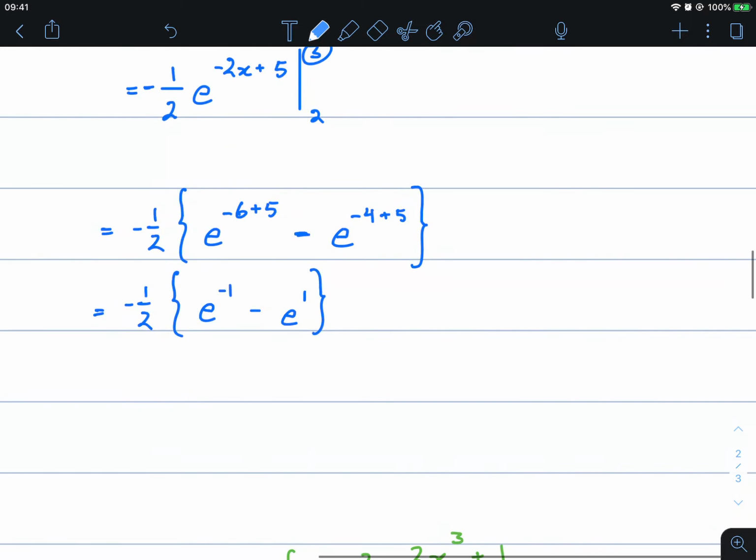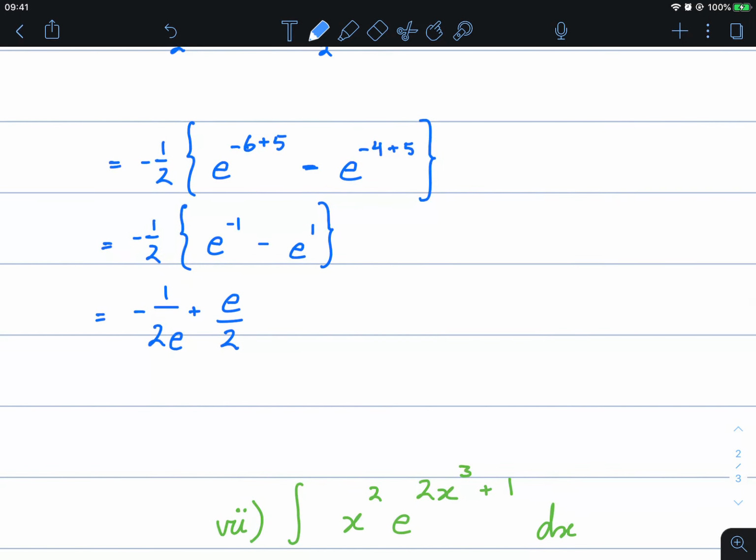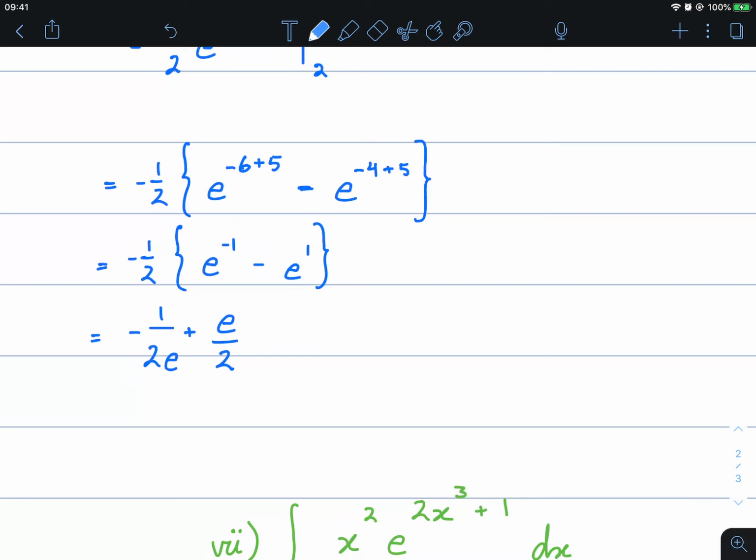Now, don't be confused. This does not become e to the power of 0. That is only true if this was a multiplication. So this is actually our expression here. I'm just going to leave it as negative 1 on 2e plus e on 2. In actual fact, if you're wondering how I did that, this is a negative index, so it goes to the bottom. This is just e to the power of 1, so negative half times negative e is positive e on 2.